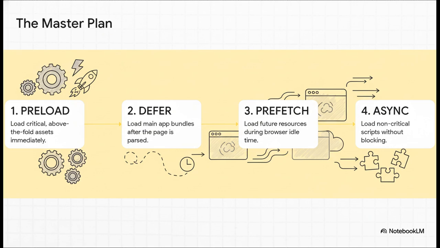It's actually really simple. First, you're going to preload your critical above-the-fold assets. Second, defer your main JavaScript bundles. Third, prefetch the resources for where the user might go next. And finally, number 4, use async for any of those non-essential third-party scripts. If you just follow these 4 steps, you've pretty much covered all your bases for a seriously high-performance app.